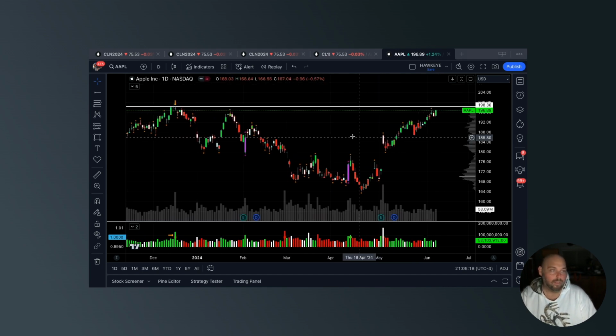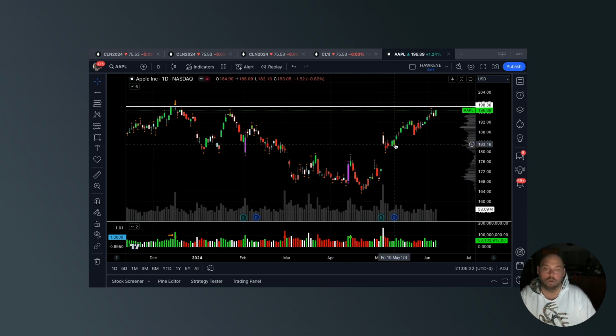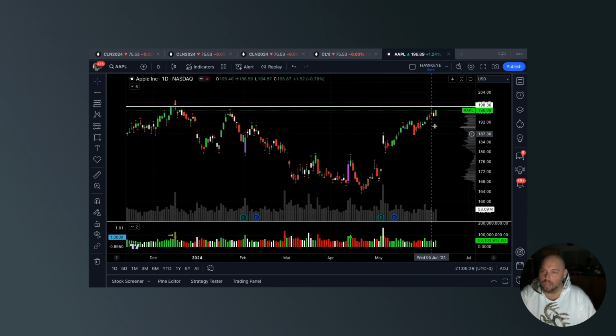Now, we may break this level and go higher. If we break this level on strong volume, well, that's great. Perhaps we'll keep going. But if we get ultra high volume here again and no follow through, don't be surprised if we don't come back in to fill this gap down here.